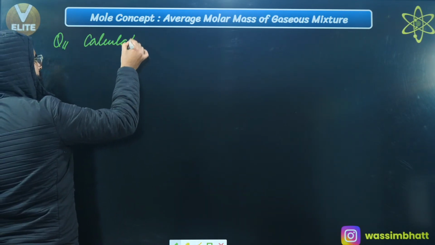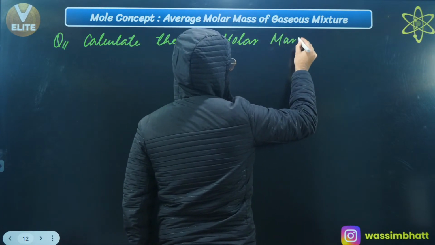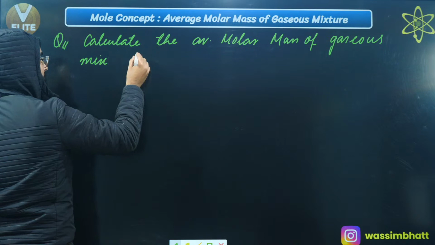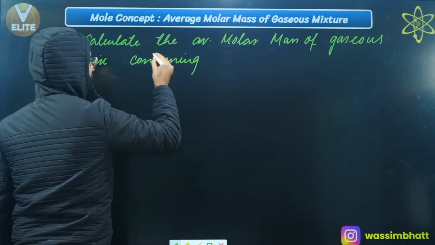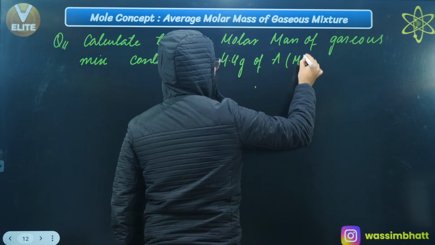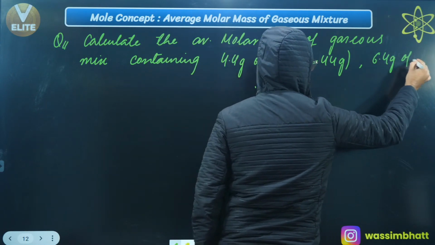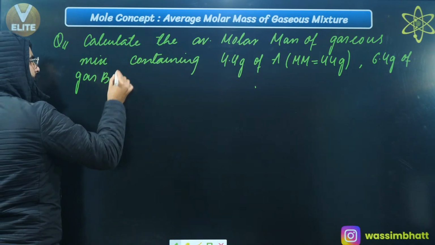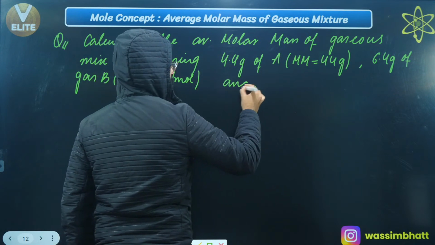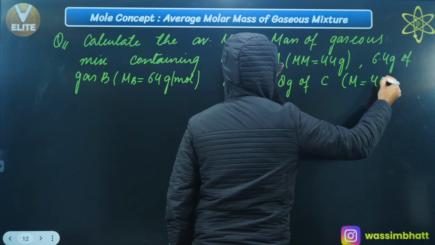Calculate the average molar mass of the gaseous mixture containing 4.4 grams of gas A whose molar mass is 44 grams per mole, 6.4 grams of gas B whose molar mass is 64 grams per mole, and 4.8 grams of gas C whose molar mass is 48 grams per mole.